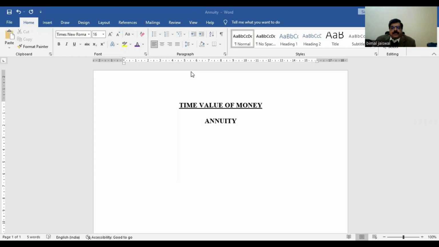So from the topic of time value of money, today we will try to take up the concept of annuity, what we mean by annuity, and how this annuity helps us in calculating the future value as well as the present value. As you are aware, there are a number of financial transactions where payments are made and received in lump sum.